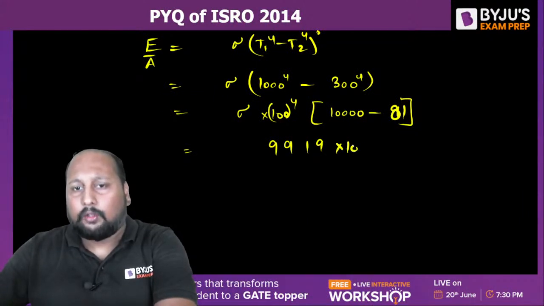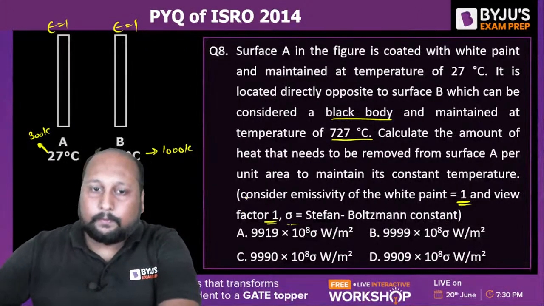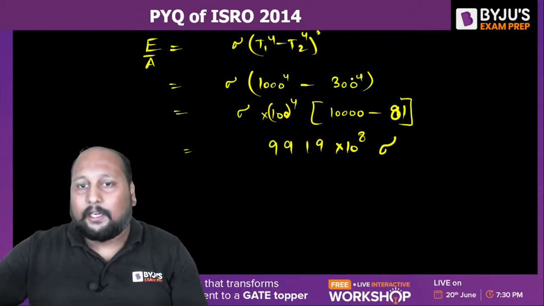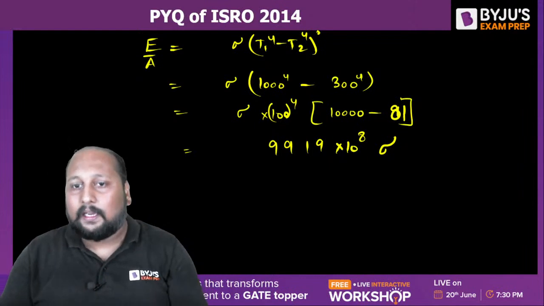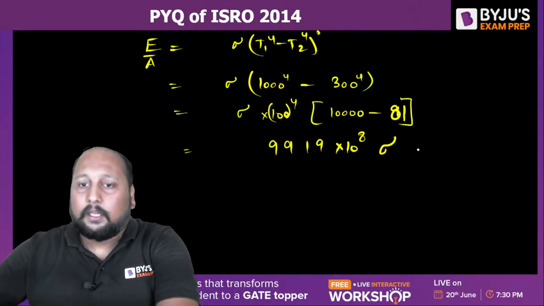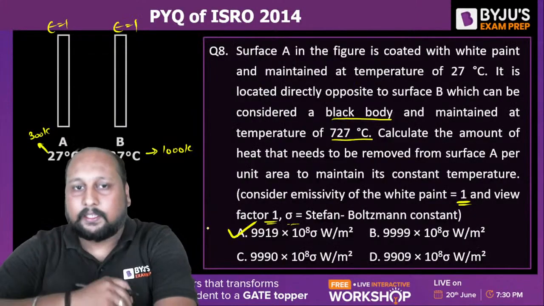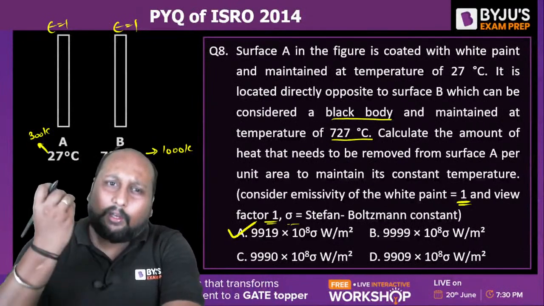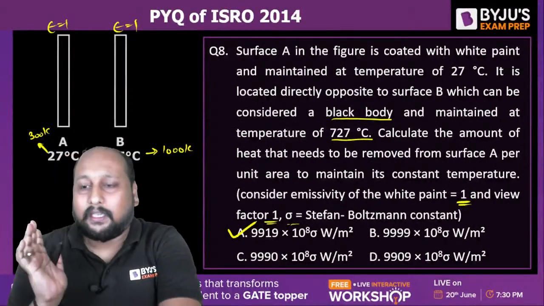So 10,000 minus 81 is 9919 into 10 to the power 8 sigma, watt per meter square. Option A is the correct answer. Very good. Normally, dekho, we always remember that when you are attempting any question from ISRO, calculator lagna hi nahi chahiye. If calculator is required, that means your approach is incorrect.